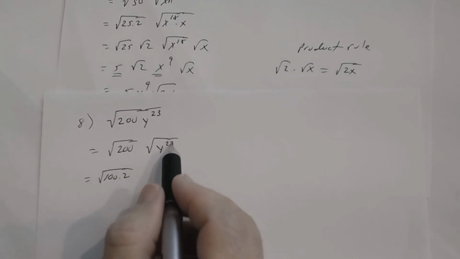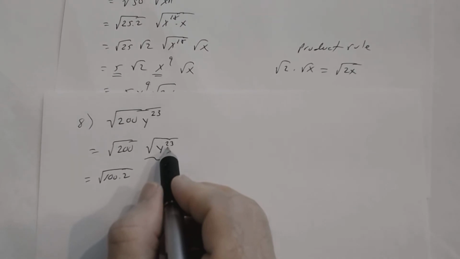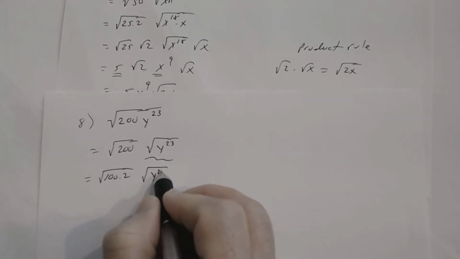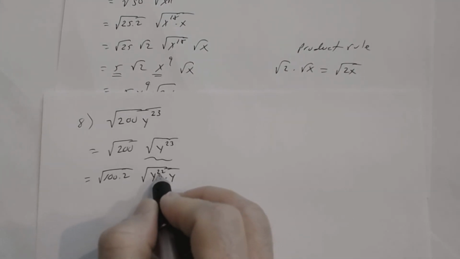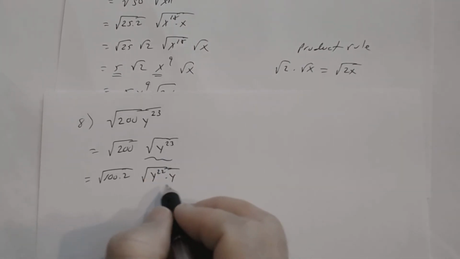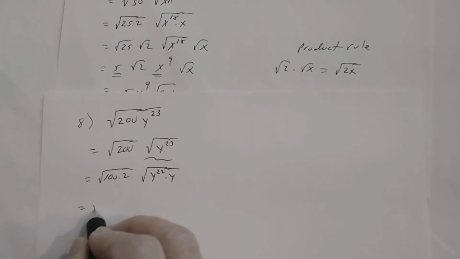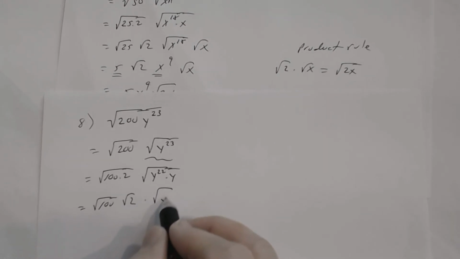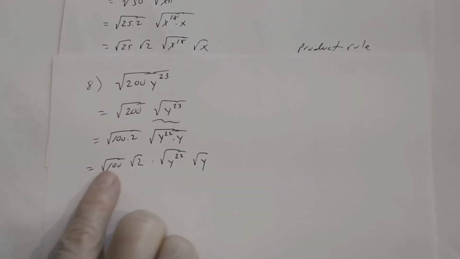And see, this is odd, so I have to do some work. So what's the largest number less than 23 that's even? 22. So that means I can write this as y to the 22nd times y. Because when you multiply like bases, you add exponents. 22 plus 1 is 23. Now I'm going to use the product rule again on these two. So I get the square root of 100 times the square root of 2 times the square root of y to the 22nd times the square root of y. And so see, I have these 4 factors here.